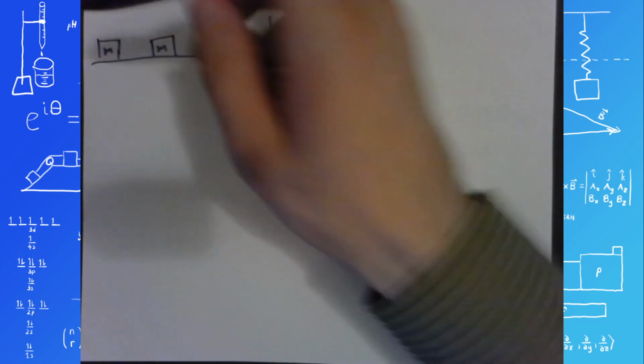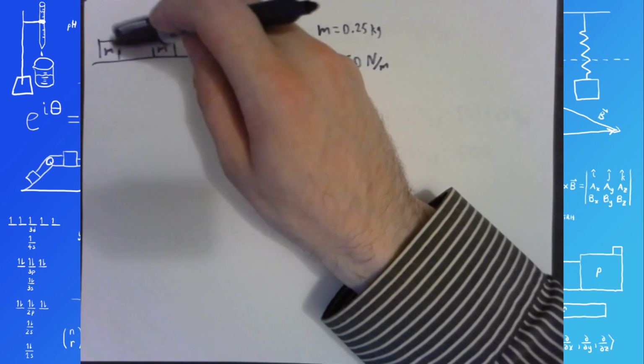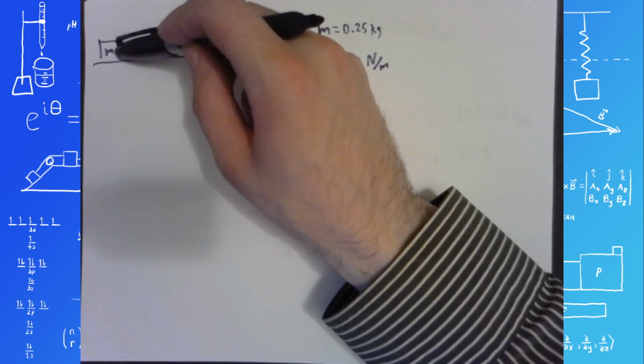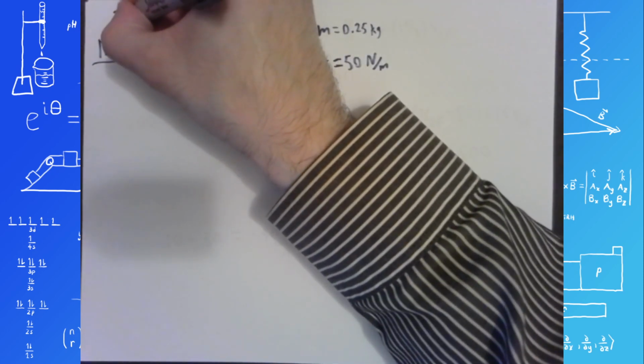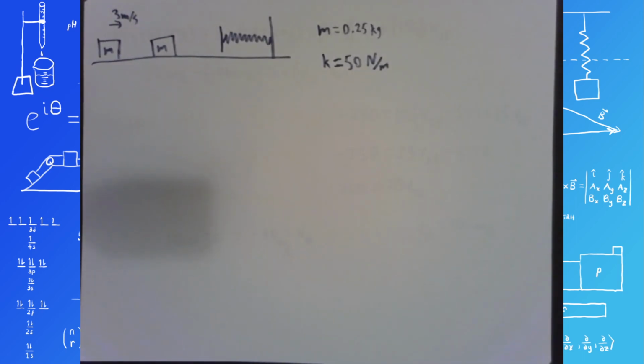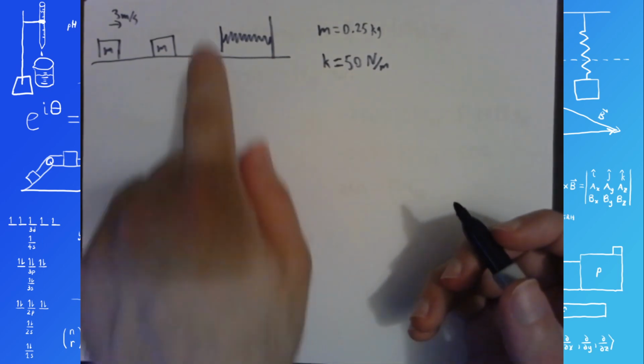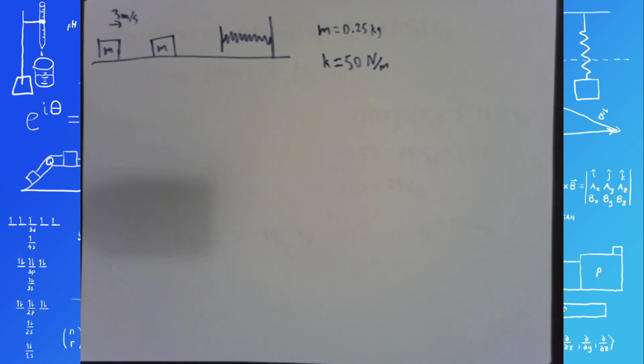It says the red cart, which in their drawing is the one on the left, is given an initial velocity of 3 meters per second to the right. And the blue cart is initially at rest. If the carts collide elastically, find the velocity of the carts just after the first collision and find the maximum compression of the spring. So how far does the spring get compressed after the second block collides into it?